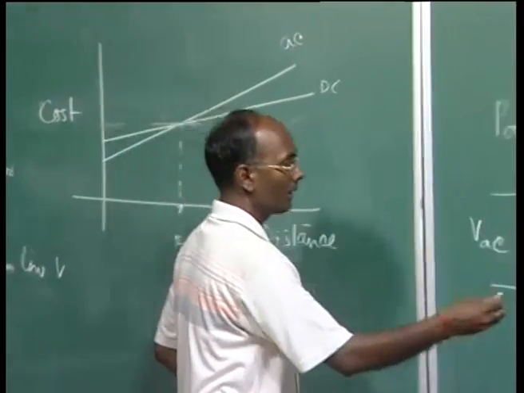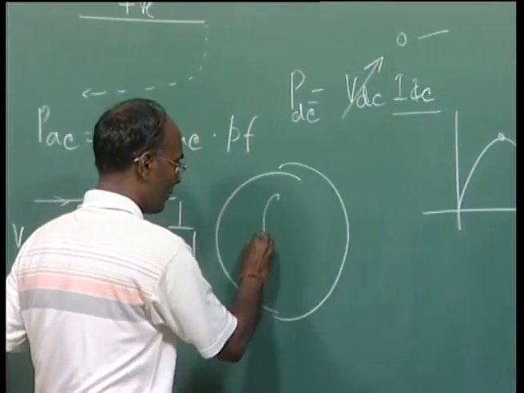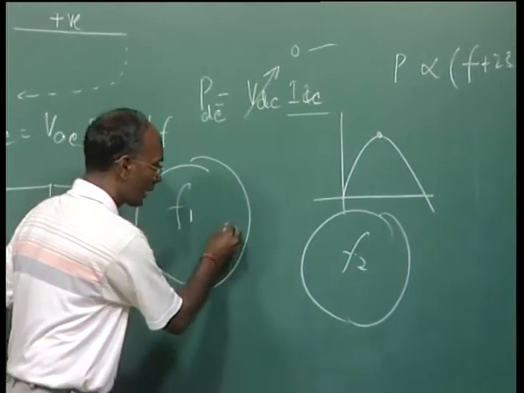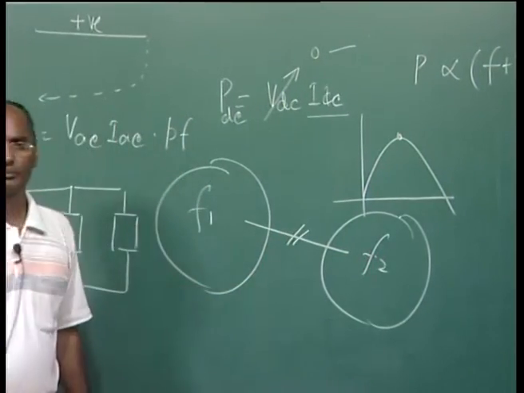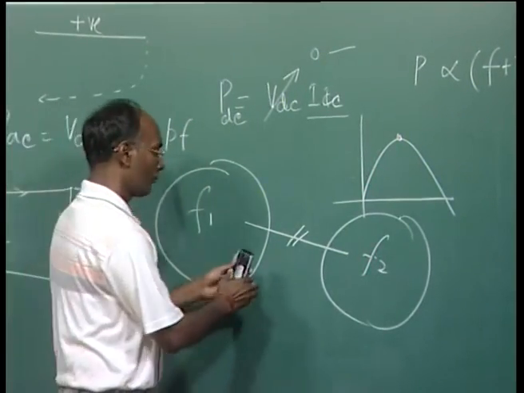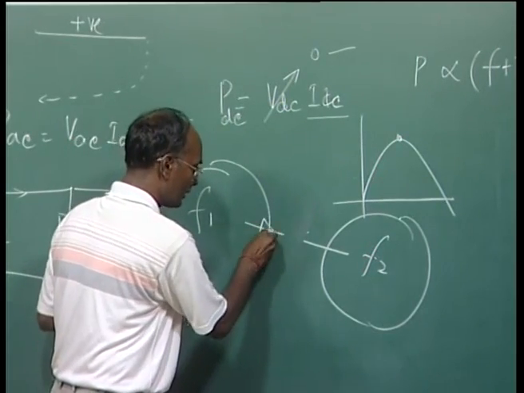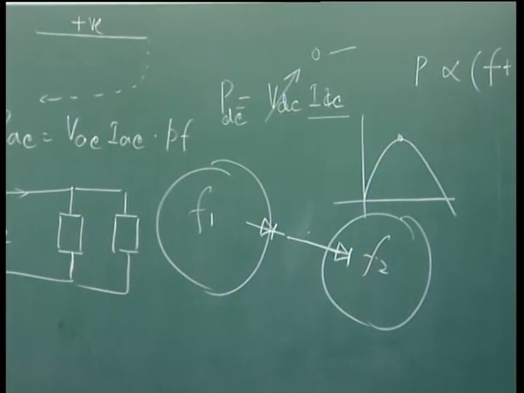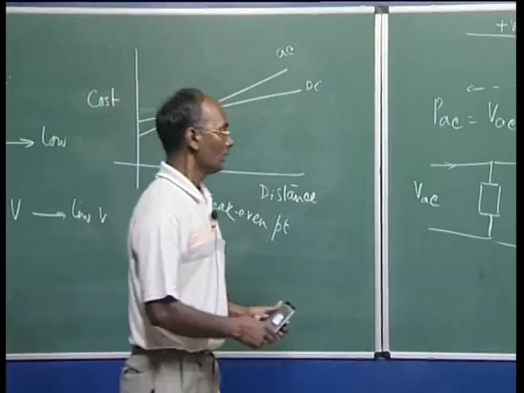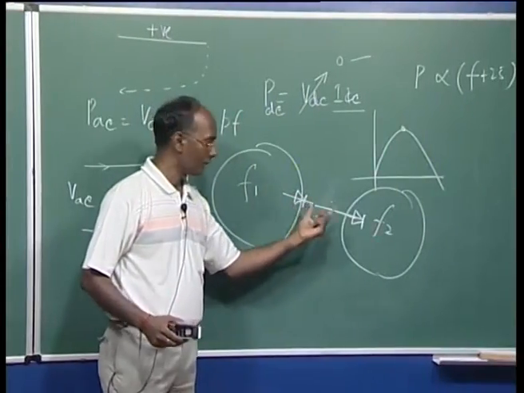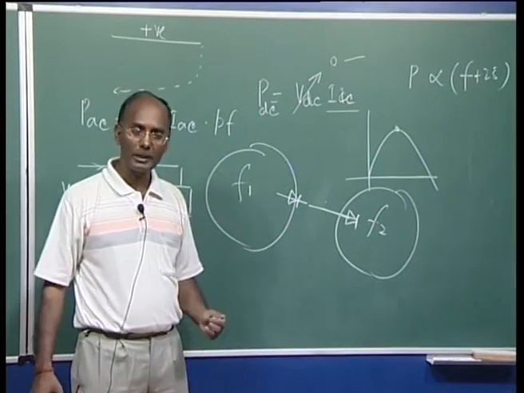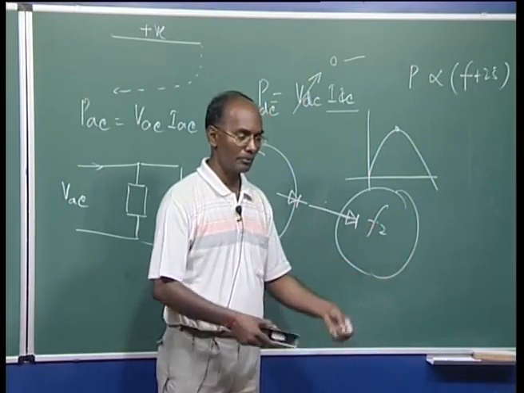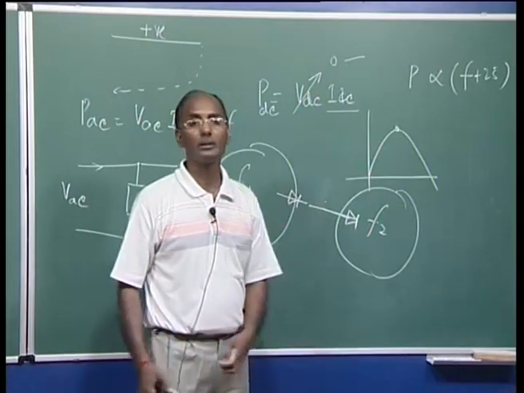For example, if you have one system operating at a certain frequency f, and another system here with frequency 2f, then you cannot connect them by AC, it is not possible. So, what we can do is use DC interconnections. This is called asynchronous connection, meaning two different frequencies can be connected with the help of DC lines. Suppose you have an island operating at a different frequency and the mainland at another frequency, then the only option is to go for the DC system.